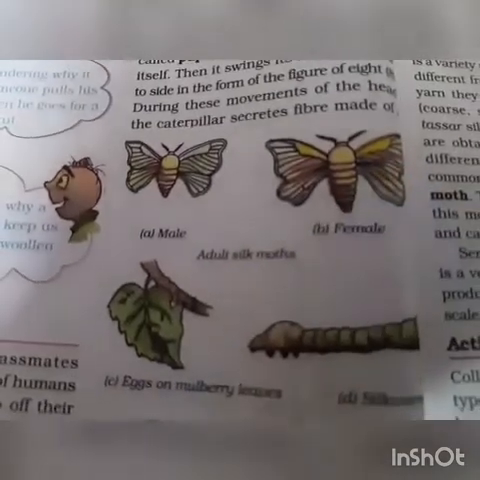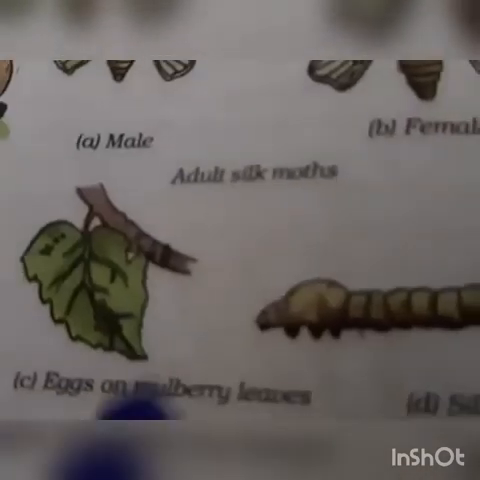This is your male silk moth, then this is your female. Now this female lays eggs. You can see these eggs on the mulberry. This is your mulberry leaf on which you can see those small rounds, which are the eggs of the silk moth. Now this grows into the silkworm or the caterpillar.